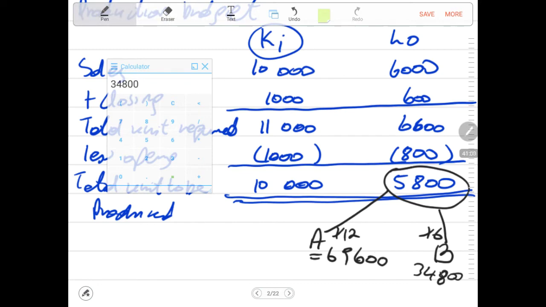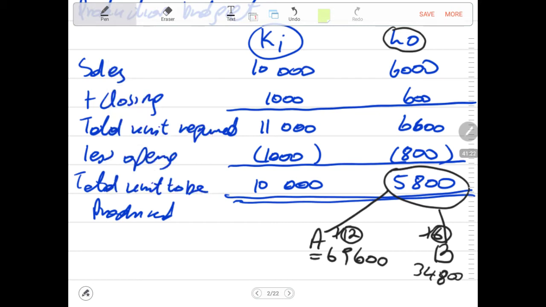In order for this product LO to be completed, we need a mix of material A and B, meaning we need a blend of material A and B in 12 kgs and 6 kgs. The mix of the two makes our product LO to be complete and to be the product that we want it to be.